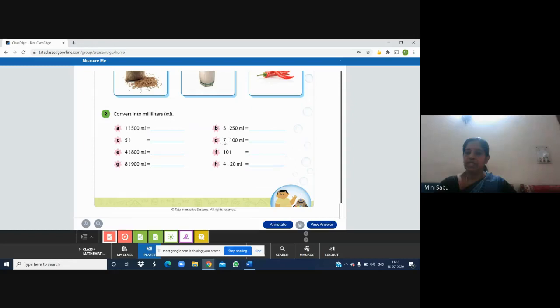Okay. Now we will go to this next one. 7 liter, 100 milliliter. This is L. Don't read it as 1. Okay. 7 liter. Then 1 liter is 1000 milliliter. So 7 liter is 7000 milliliter plus 100. 7000 plus 100 is 7100 milliliter. 7100. Okay, let us go to the next question.